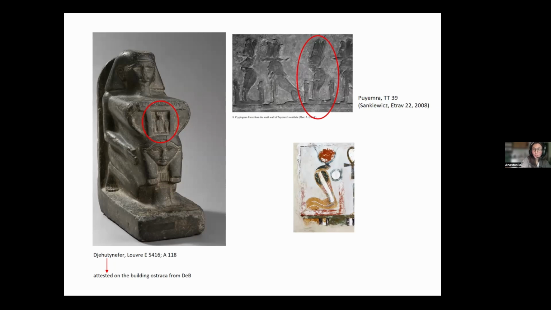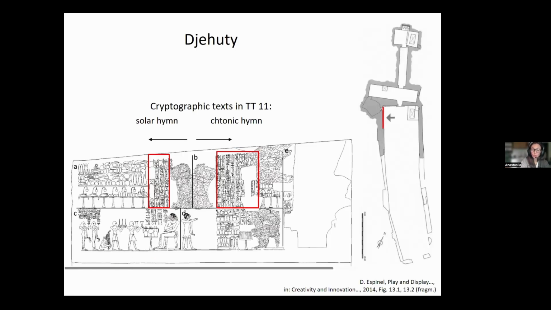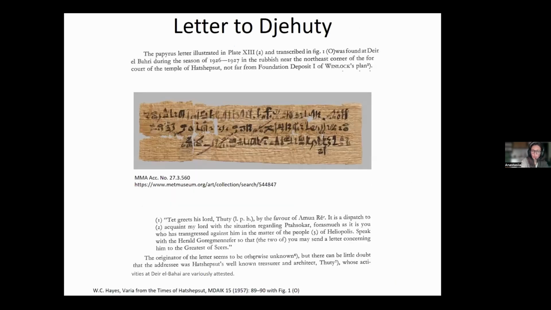Speaking of cryptography, in Hatshepsut's times, the most serious cryptographer was Djehuty, who was also overseer of the treasury. In his tomb, TT11, Dra Abu el-Naga, we find two cryptographic texts, and this Djehuty is my main suspect as a person in charge of the design of the temple. What do we know about him? Apart from the name stones, he's known from this letter found at Deir el Bahari.